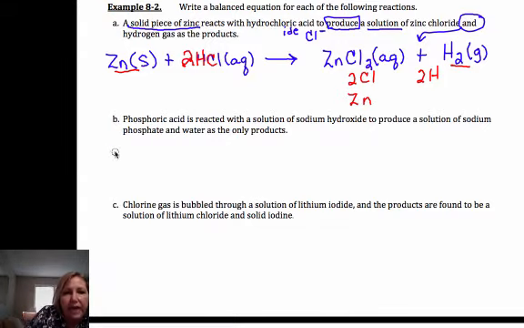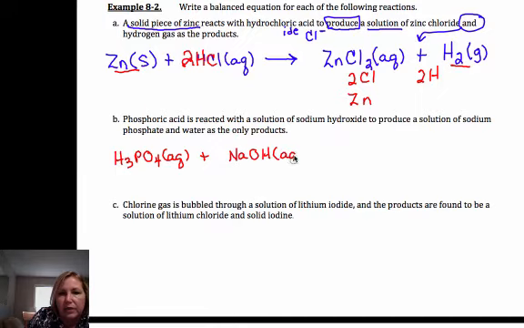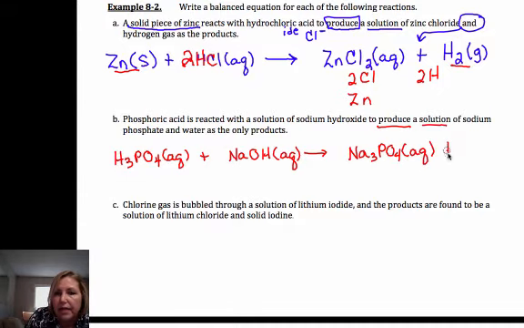All right, phosphoric acid. I'm assuming you can figure out that phosphoric acid is H3PO4 and it's aqueous. A solution of sodium hydroxide. It said solution of, so I know that's aqueous. To produce, okay, so that's my arrow. A solution of, so I've got sodium phosphate. And since it said solution of, I know that's aqueous. And water.